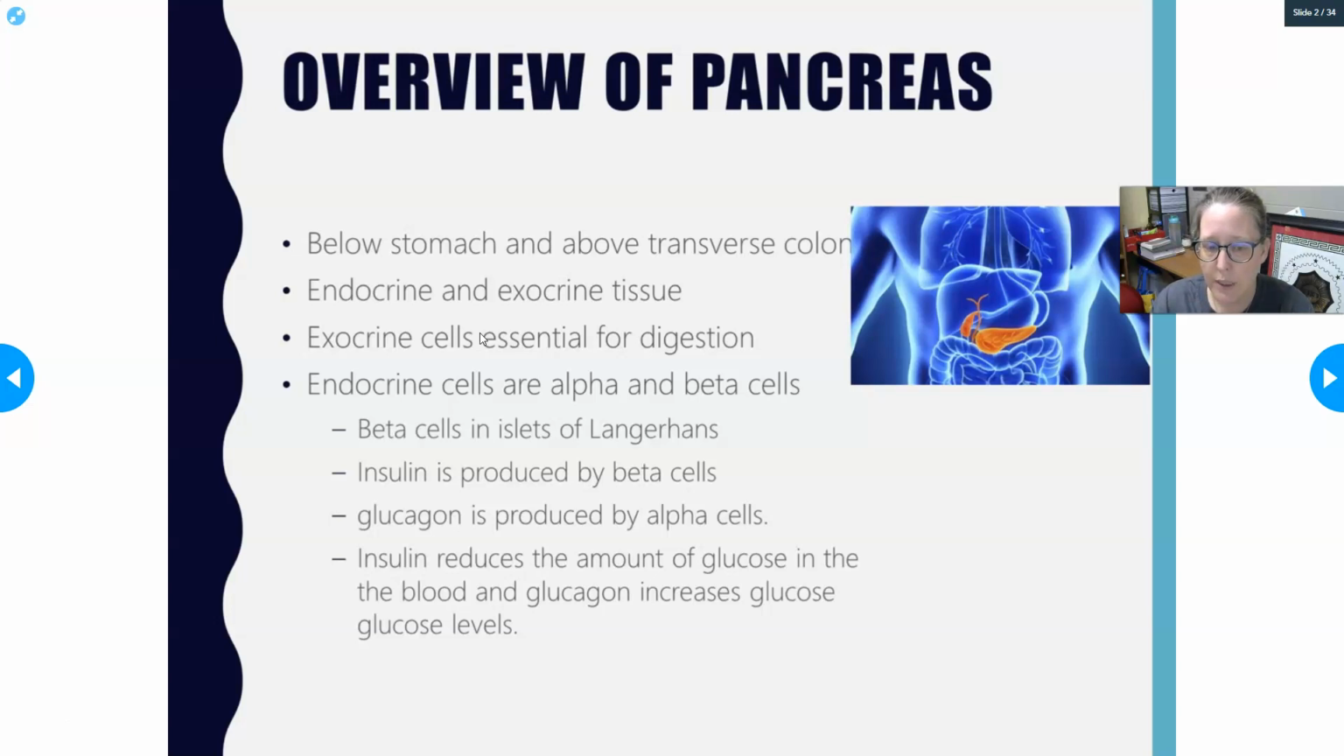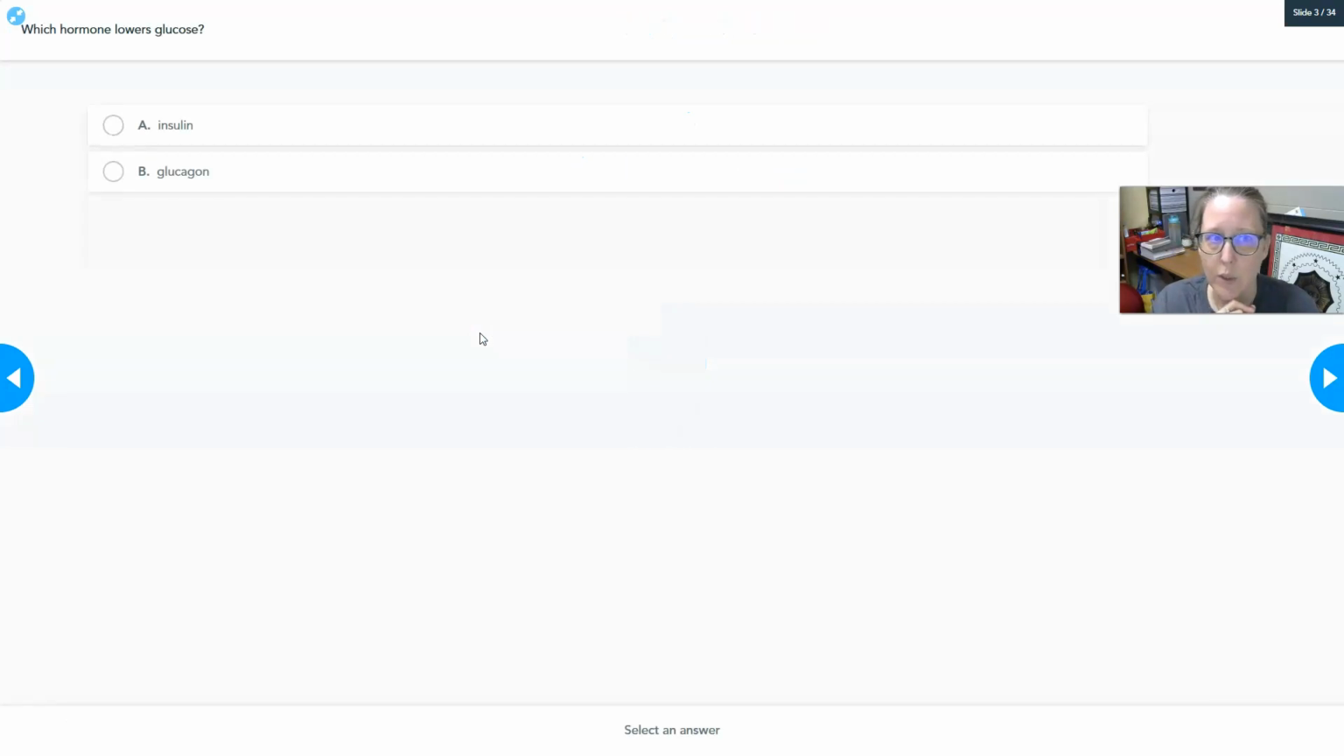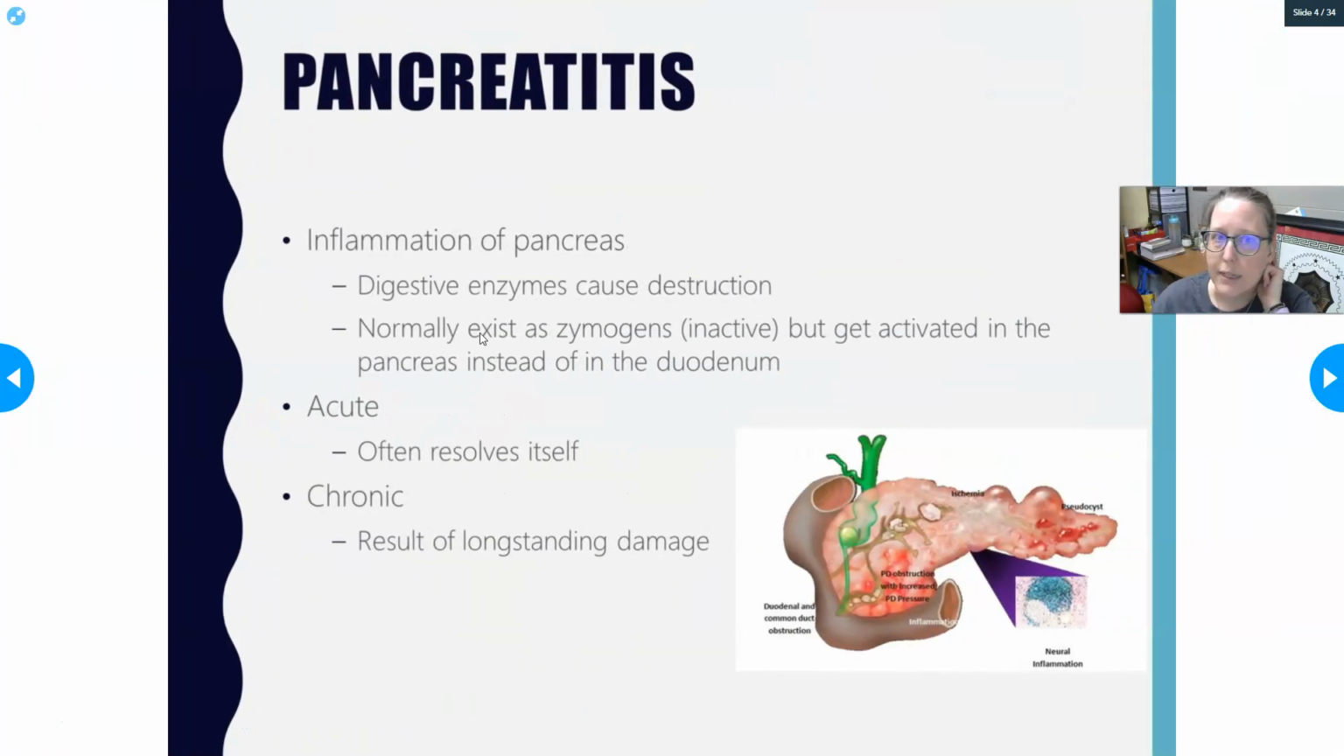Again, as a review, insulin will reduce the amount of glucose in the blood, and glucagon will increase the amount of glucose in the blood. And so together, insulin and glucagon strive to keep the blood sugar at a normal level. So, quick one, which of these lowers glucose? Just think about it: high glucose, and it lowers it. Is it insulin or glucagon? If you're not sure, go back and think about it for a second.